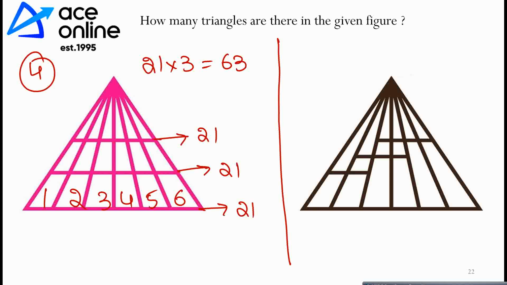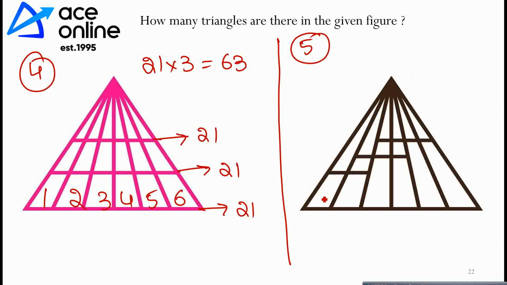Right, what about the fifth question then? Here you have good learning. We started with a very simple basic diagram where you counted 6 triangles. From there, we went to the next level. 63 also we counted with the same logic. Now, if you see the fifth one, what's the answer?